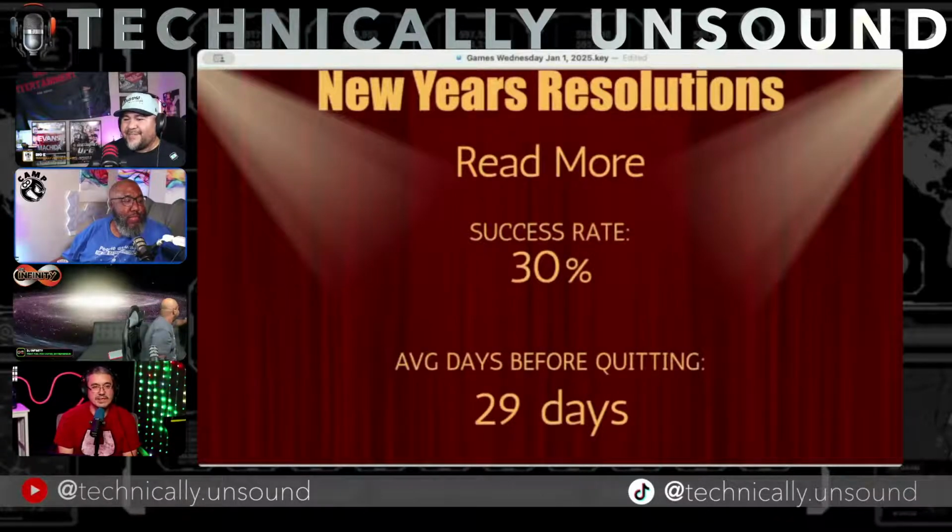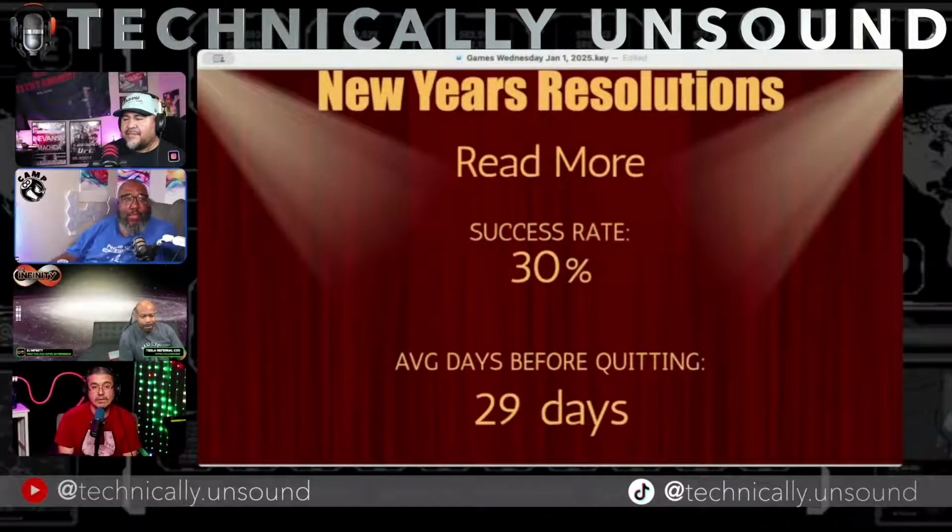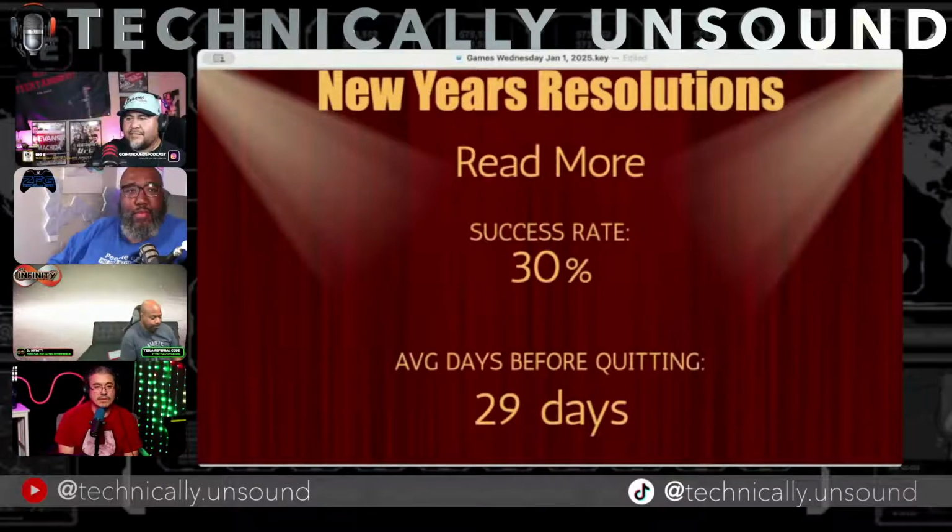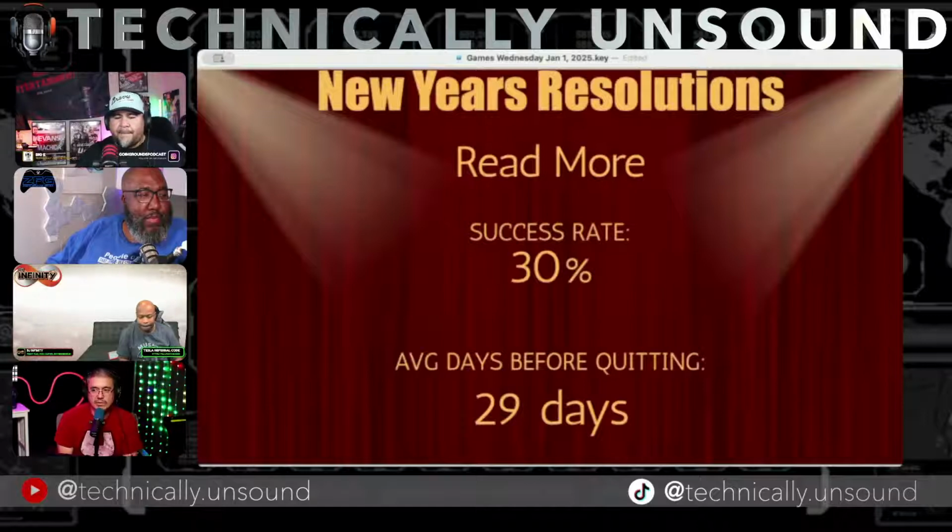30% success of reading more. I guess that's a good rate. That's probably the highest one we've had so far. Yeah, but the quitting sucks. You can't read a book in a month. Or you just give up on reading. I don't know. Wow. If you make a resolution, it just shows that you're not serious about your resolutions.